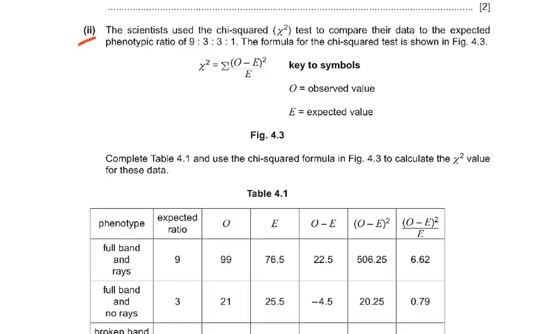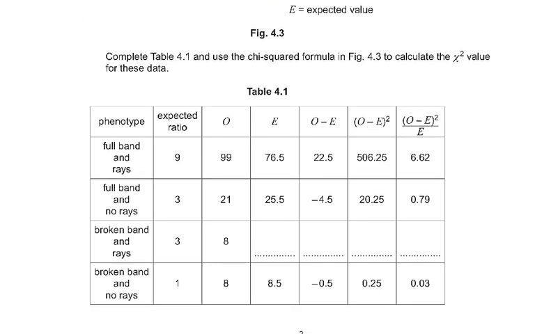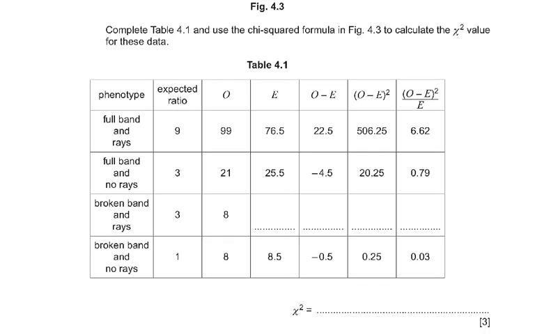Then part 2, the scientists used the chi-square test to compare their data to the expected phenotypic ratio of 9:3:3:1. The formula for the chi-square test is shown. Key to symbols: O minus E whole squared over E, sum of. Complete table 4.1 and use the chi-square formula in figure 4.3 to calculate the x square value. Now you can see I have done this table for you. It's 25.5 minus 17.5, 306.25 and 12.01. And then you had to calculate the x square value.